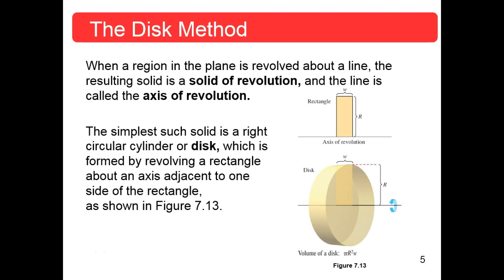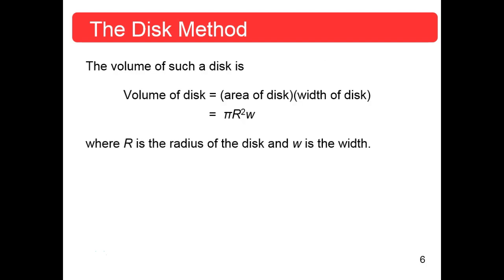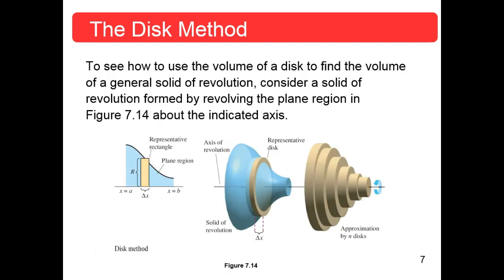Now, like I said, we're going to break these down. The volume of such a disk will be the area of the disk, pi r squared, times the width of the disk, w, where r is the radius of the disk, and w is the width. Okay, I think they've hit that to death now, right?